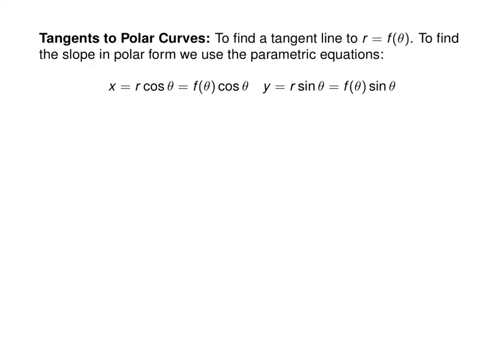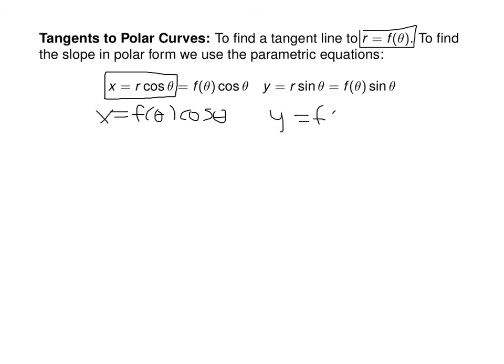So now that we can sketch these polar curves, we're going to talk about how to find tangents to them. So we have to go back to the parameterization where we had x is equal to r cosine theta, and suppose we have a polar curve r equals f of theta. So that makes x into f of theta cosine theta, and y into f of theta times sine theta.